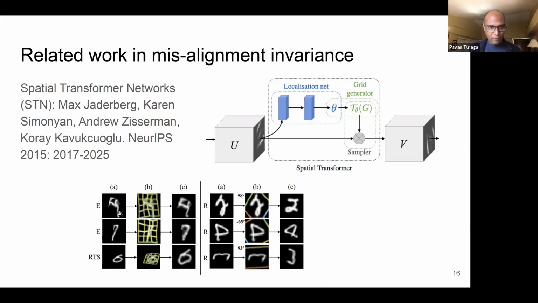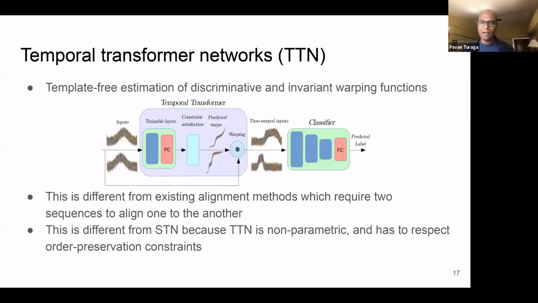So these are some inputs on the left, and on the third column here are the aligned pictures without a template. So these things have been aligned to this, have been sort of normalized to these versions, all by end-to-end training with the end goal of just maximizing classification accuracy. So we were looking at some of these ideas, and we wanted to do something like this for time series.